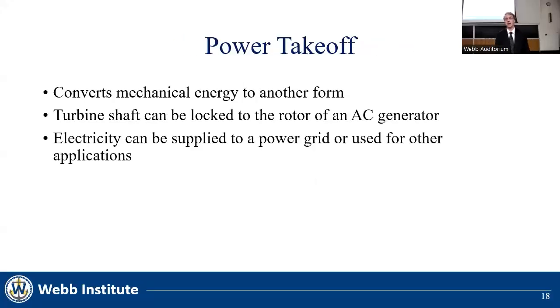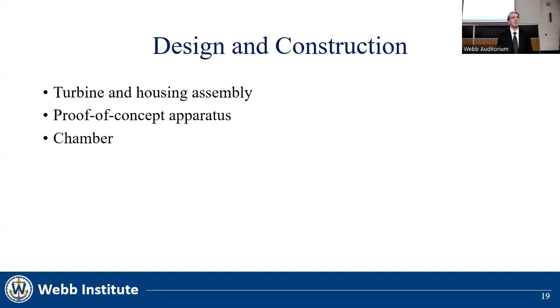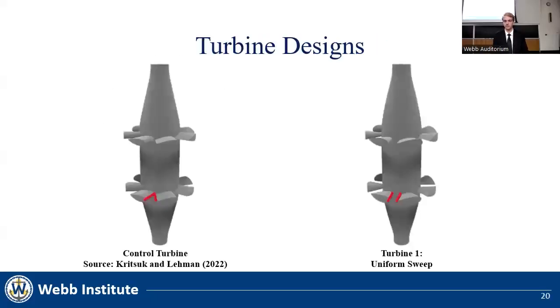The power takeoff mechanism converts rotational mechanical energy into another form. For example, the turbine shaft can be used to power the rotor of an AC electrical generator, and this power can be supplied to a power grid for other applications. The design and construction can be divided into several different design phases: the turbine housing and assembly, the proof of concept apparatus, and our final wave chamber.